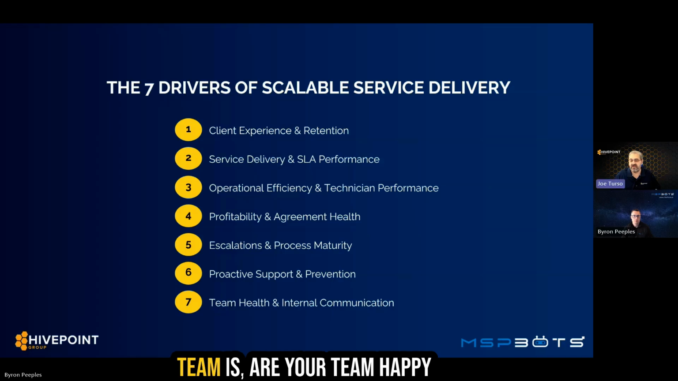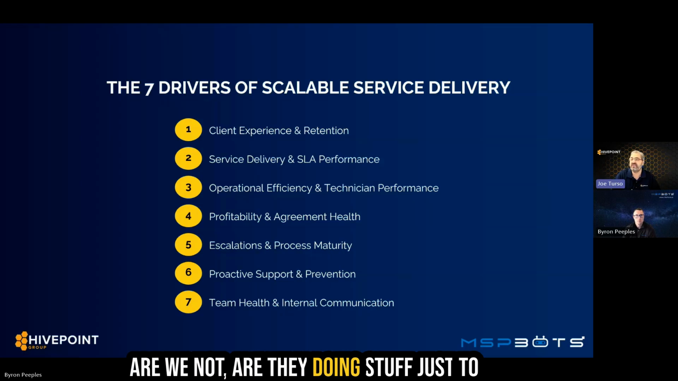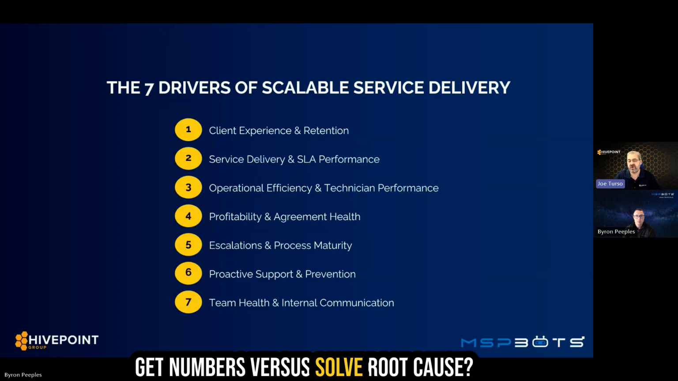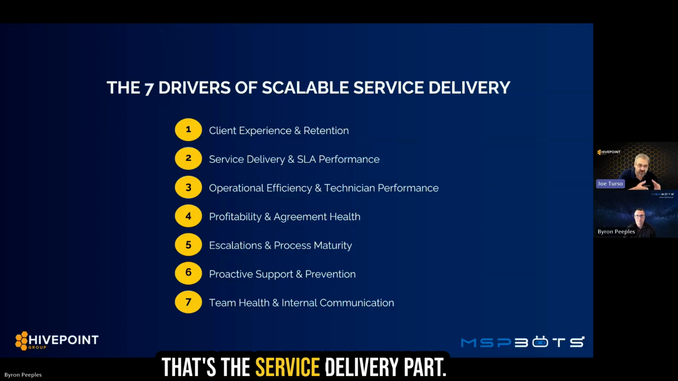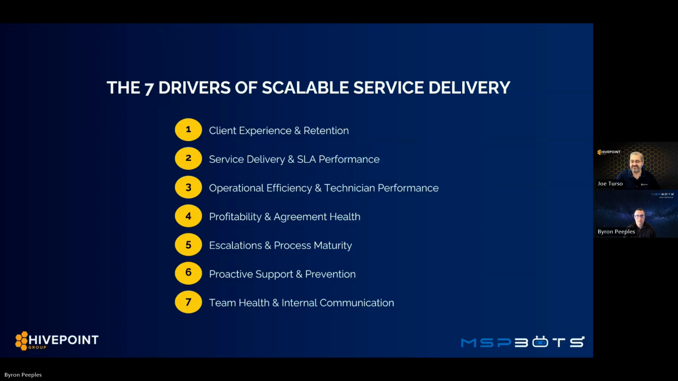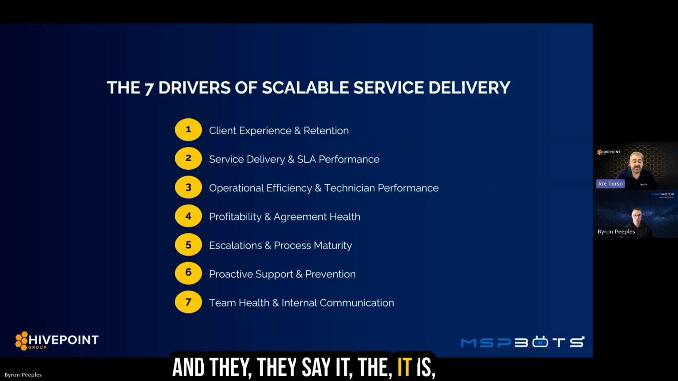It's team. Are your team happy delivering that service? Are we stressing them out? Are we overworking them? Are they taking too long? Are they doing stuff just to get numbers versus solve root cause? Your team has to be happy in that service. That's the service delivery part. Team, happy clients. They say it's the job of service delivery is to deliver happy clients.